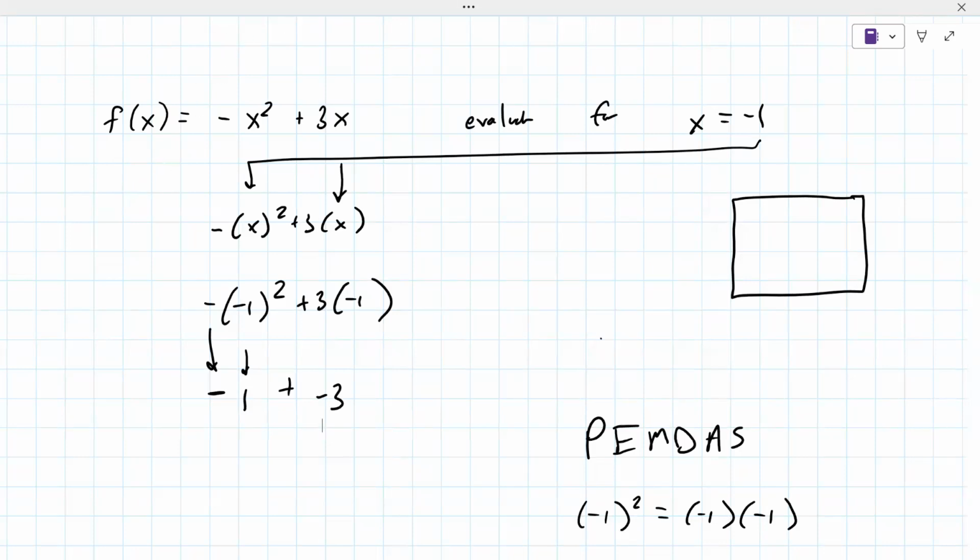I see what I did wrong. It's okay. So the answer is -4. Yes, good. Very good. Okay. Let's look at another one here. I did find the page I was looking for.